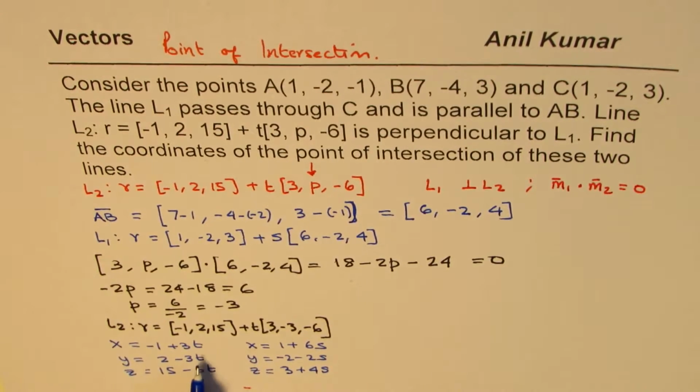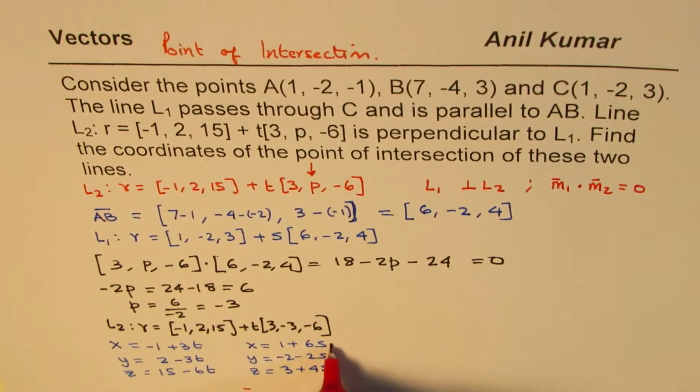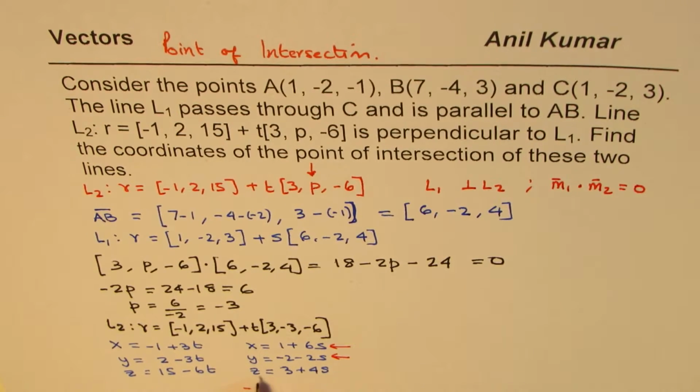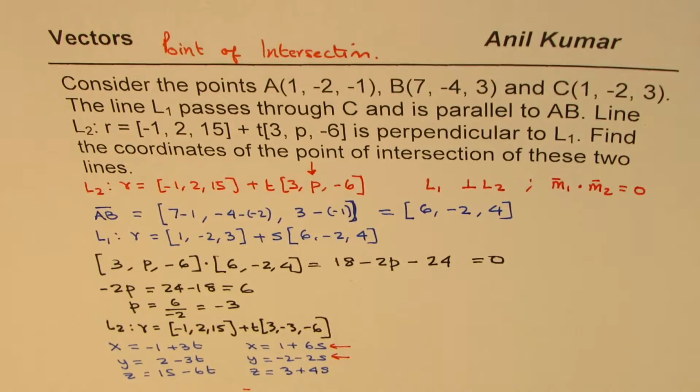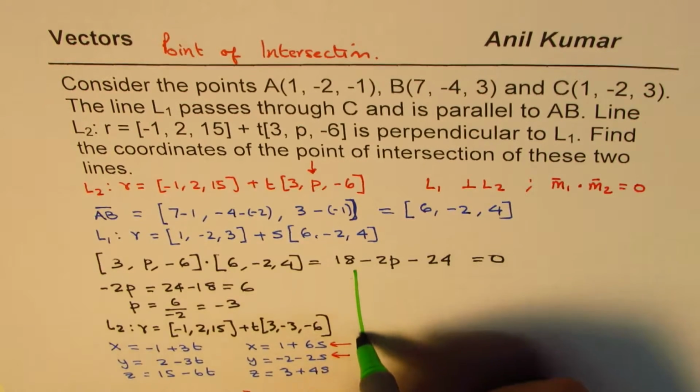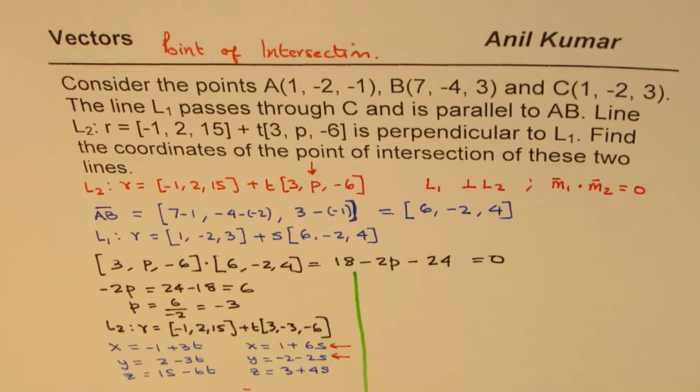We have two parameters, t and s, which we need to figure out. So we'll solve the set of equations, these two equations. Then substitute the value in the third equation to find the point of intersection, right? So that's the whole idea. Let me use this side of the page to solve this set of equations.